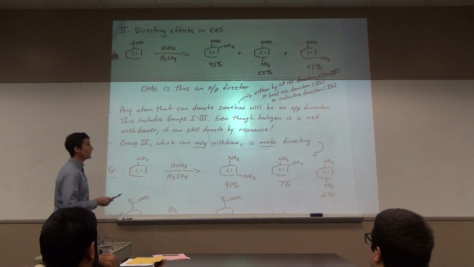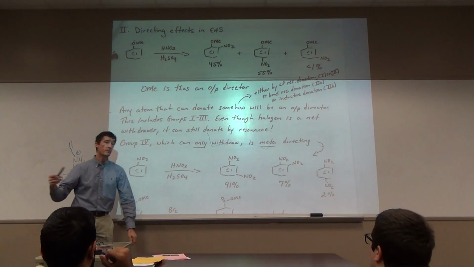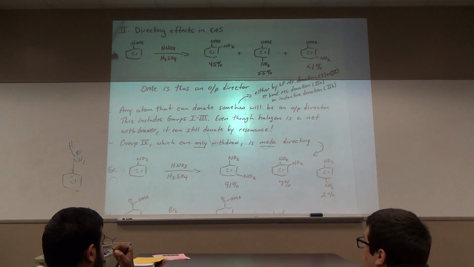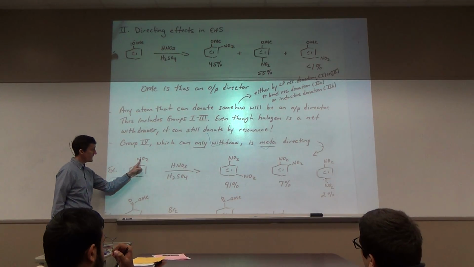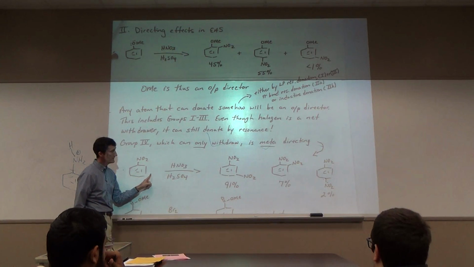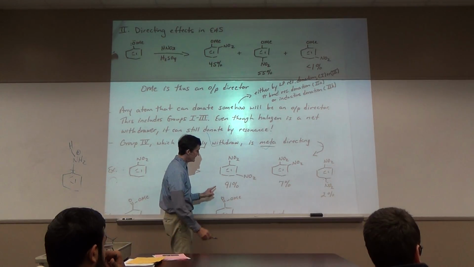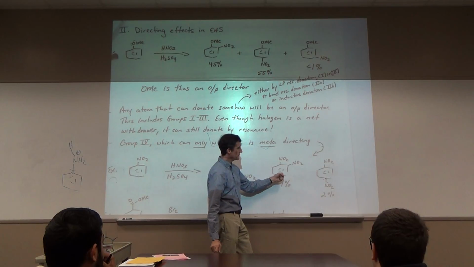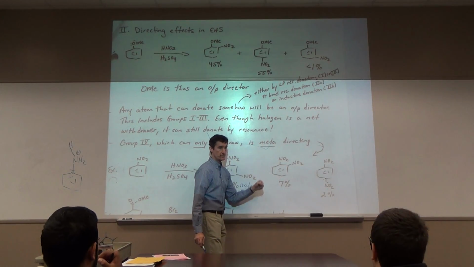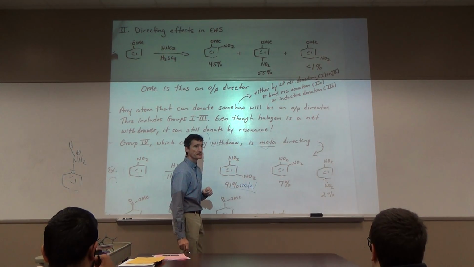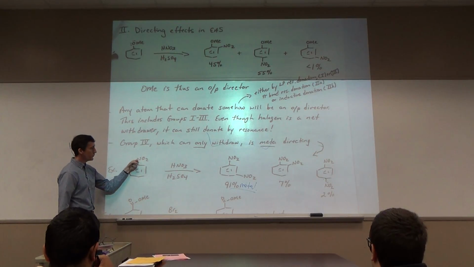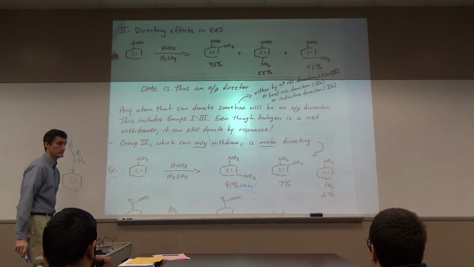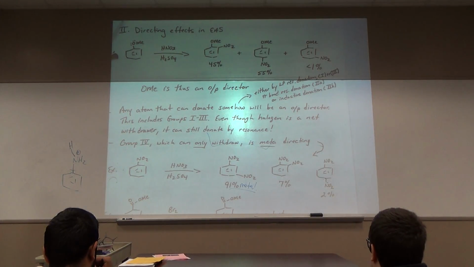Groups 1 through 3 are ortho-para directors. By default, we're going to see that group 4 is a meta director, shown down here. If you nitrate nitrobenzene, you predominantly get meta. And these are considered minor and negligible, although that is 7%. Group 4 is going to be called a meta-director. And that is your predominant outcome for the new group.